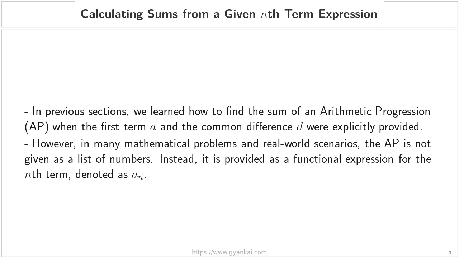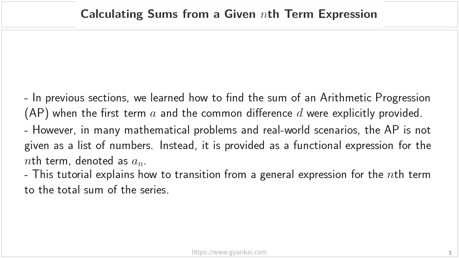However, as we move into more advanced mathematical problems and real-world applications, things get a little more interesting. You won't always be handed a neat list of numbers. Instead, you'll often encounter an AP that is presented as a functional expression for the nth term, which we denote as a sub n. This is essentially a formula where the value of the term depends on its position in the sequence. So, the goal of this tutorial is to bridge that gap.